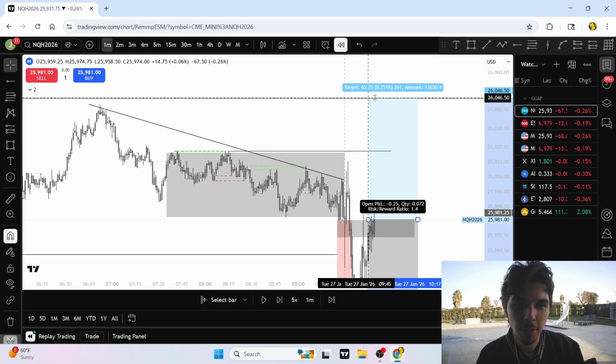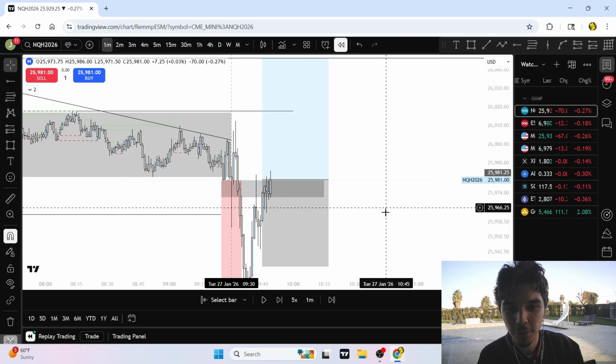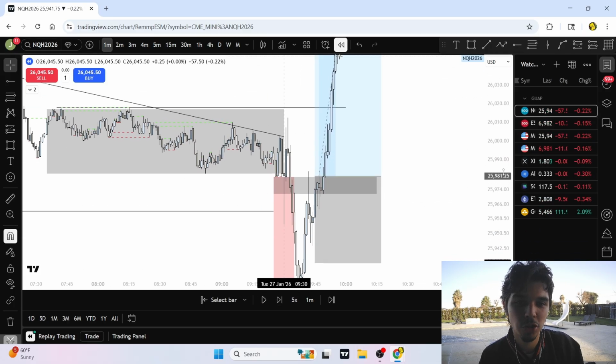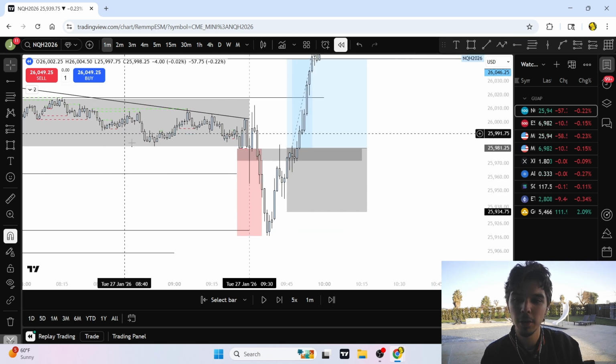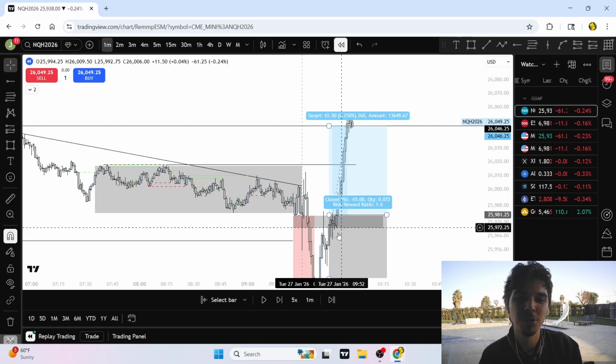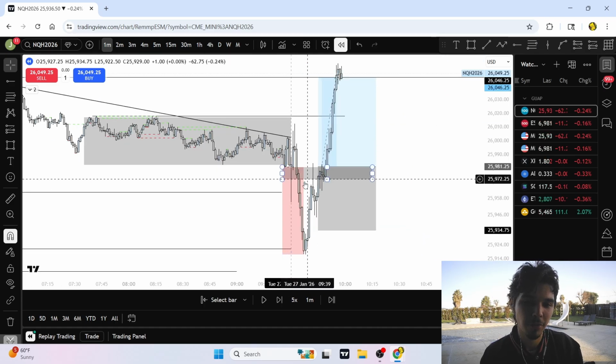This is what the trade idea would look like. And I actually took this trade. Let's go ahead and see how it plays out. It delivers immediately. Again, what do we have? Accumulation, manipulation, and then we distribute and we find our highest low time frame inversion, right?